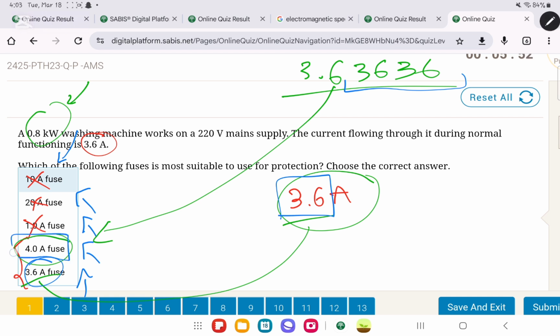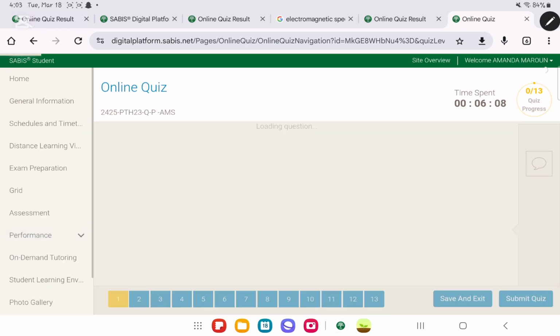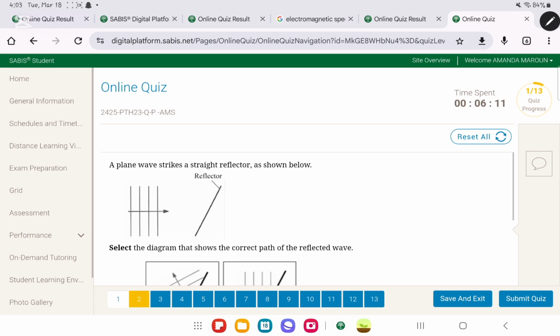Whereas if you use a 4 ampere fuse, it reaches this value, which is 3.63636, and the fuse will not blow unnecessarily. So very simply, this is why the first option is 4. We move on to question number 2.